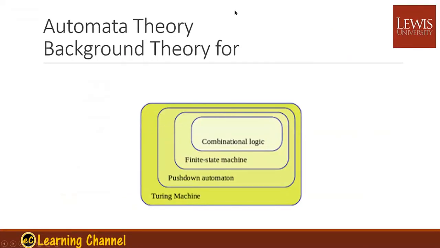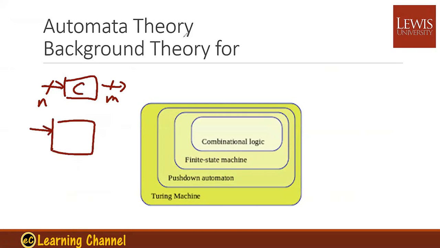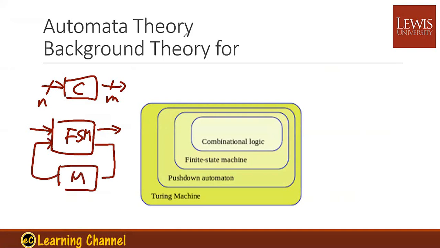Combinational logic is input, output, garbage in, garbage out design. You basically have N bits coming in and M bits coming out. That's your combinational logic machine. And then we have the finite state machine. You have input, you have the finite state machine, FSM, and you have feedback, you have memory, and that's your machine. With that, you have states.